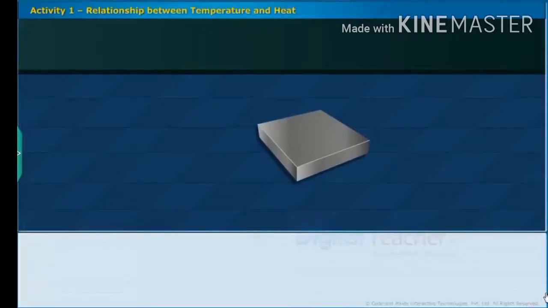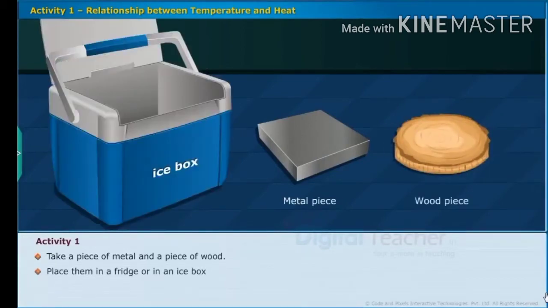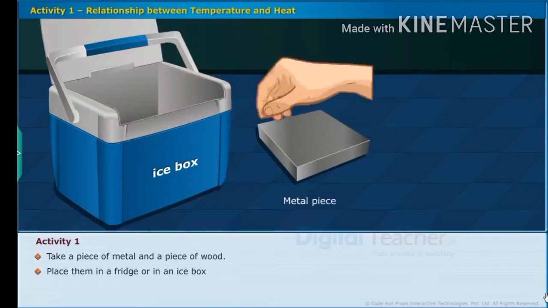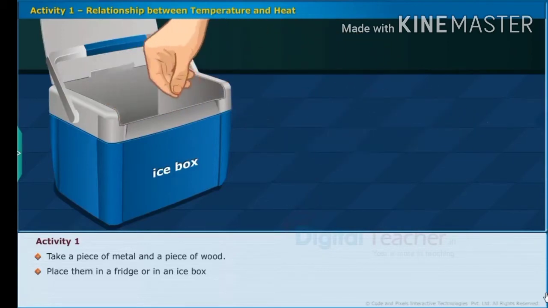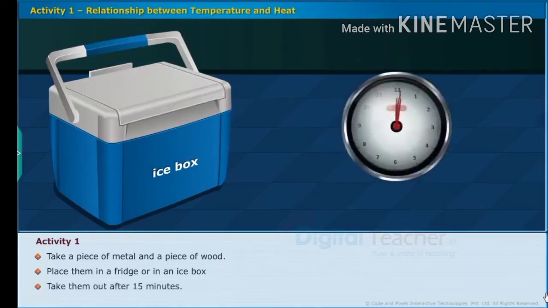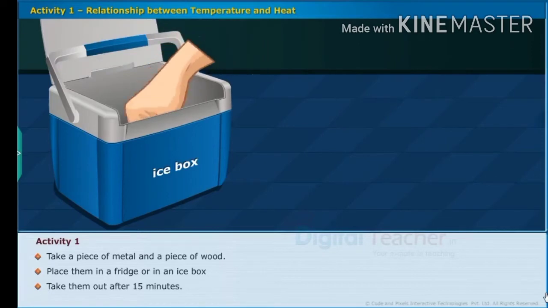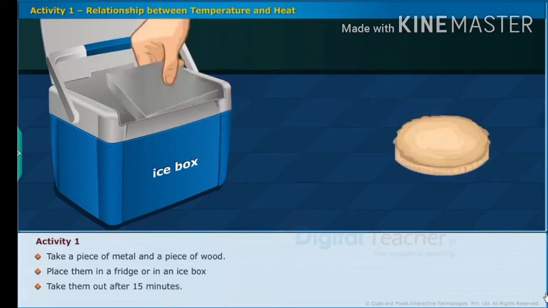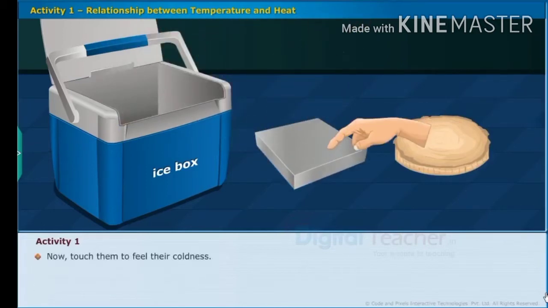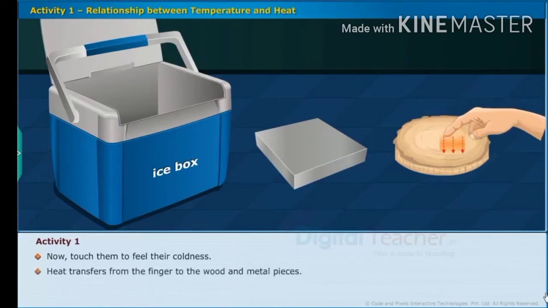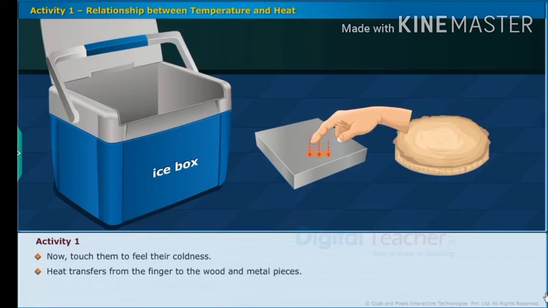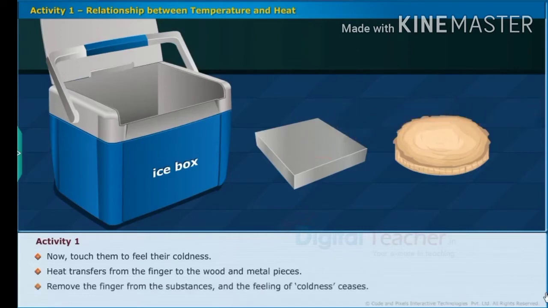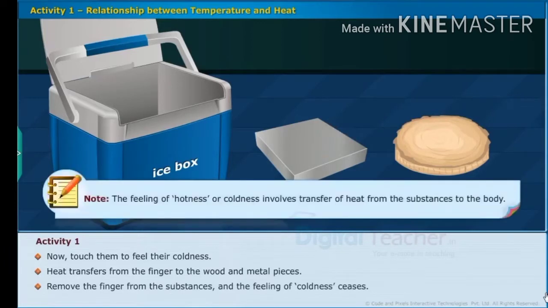Let us perform an activity for relationship between temperature and heat. Take a piece of metal and a piece of wood. Place them in a fridge or in an ice box. Take them out after 15 minutes. Now touch them to feel their coldness. Heat transfers from the fingers to the wood and metal pieces. Remove the fingers from the substances and the feeling of coldness ceases. The feeling of hotness or coldness involves transfer of heat from the substances to the body.